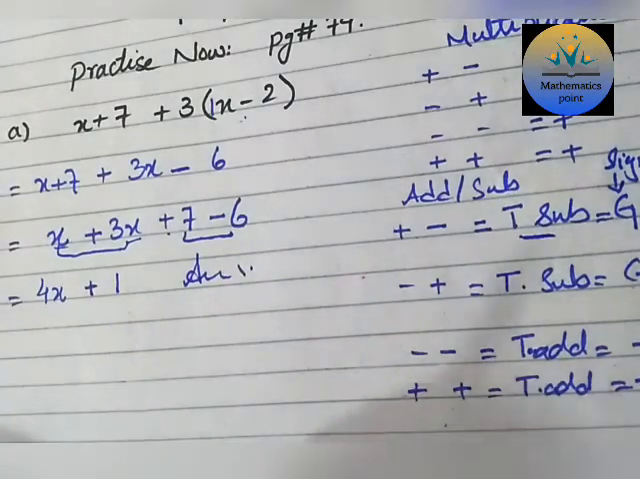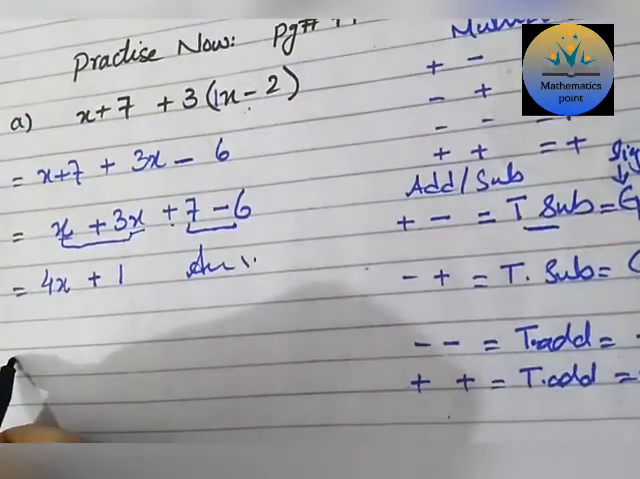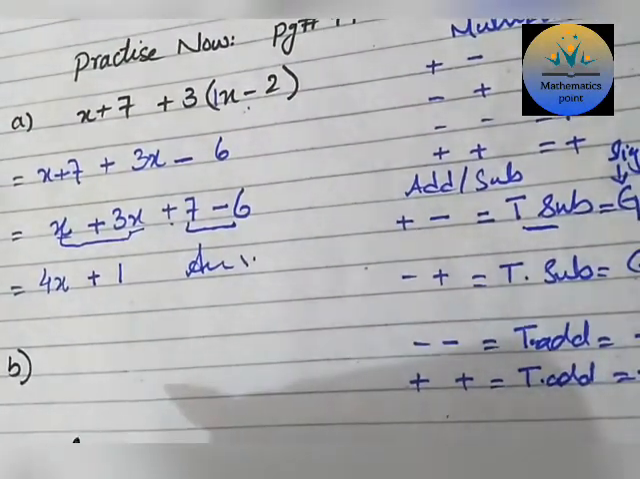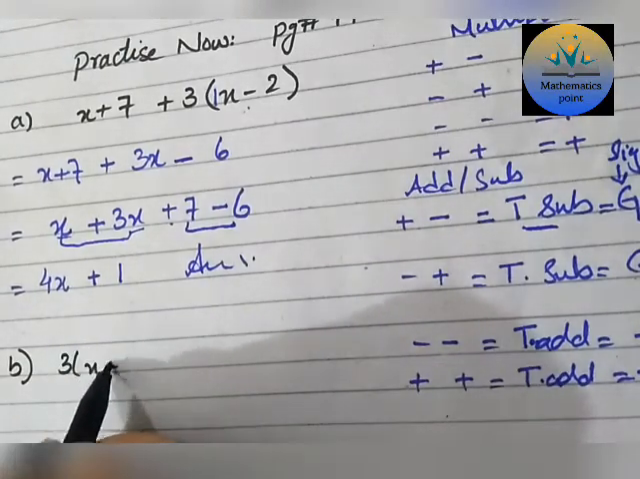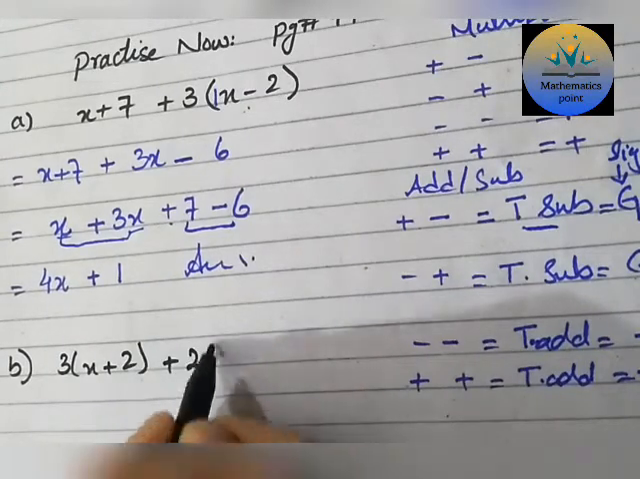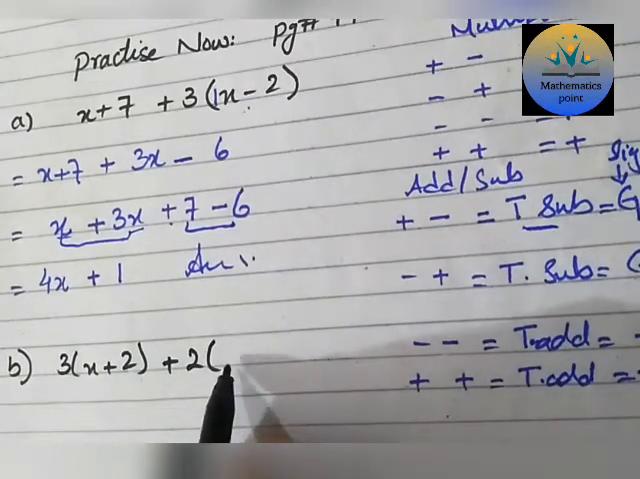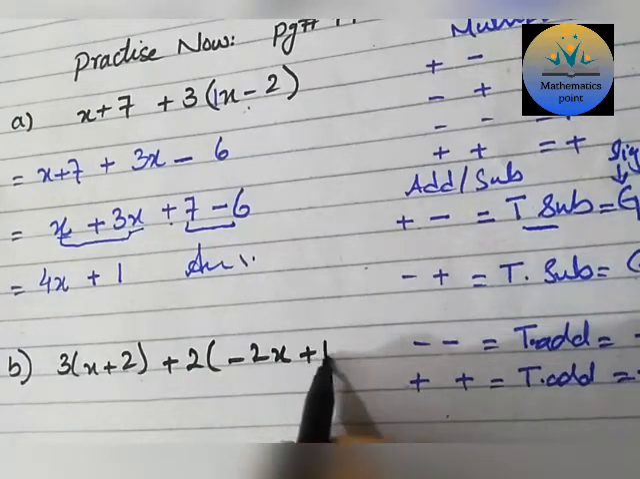Now we do part B. Part B is 3 into x plus 2, plus 2 into minus 2x and plus 1.